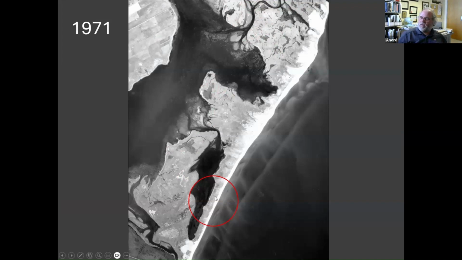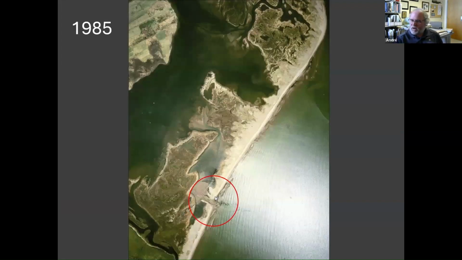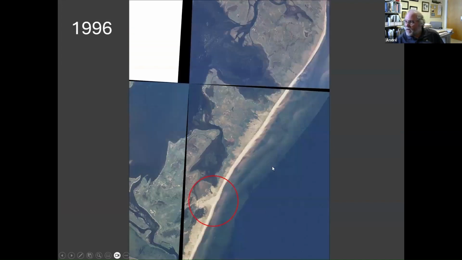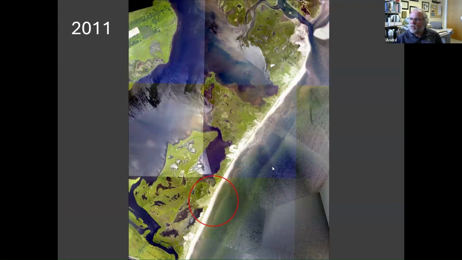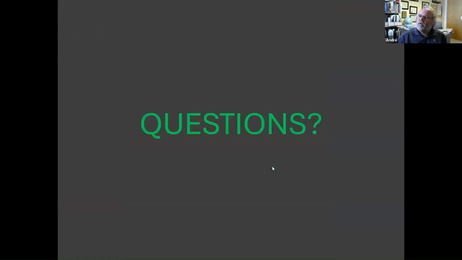Last thing I'm going to show you, 1971. Look down here at the circle portion. One breach has formed. You had a storm. It's changed a lot. So 1996, 2011, we don't see a thing.